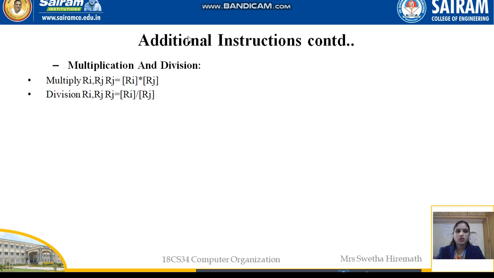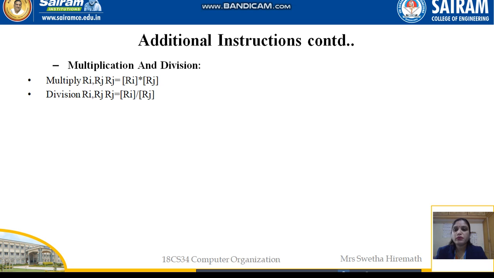Along with the logical instructions, shift instructions and rotate instructions, we also have multiplication and division operations, along with addition and subtraction. So here multiply ri comma rj. We are going to multiply, and the result will be stored in rj, as the contents of ri will be multiplied with the contents of rj and the result stored in rj. The previous contents of rj will be overwritten with the new multiplied value. Division is the same thing, divide ri comma rj.